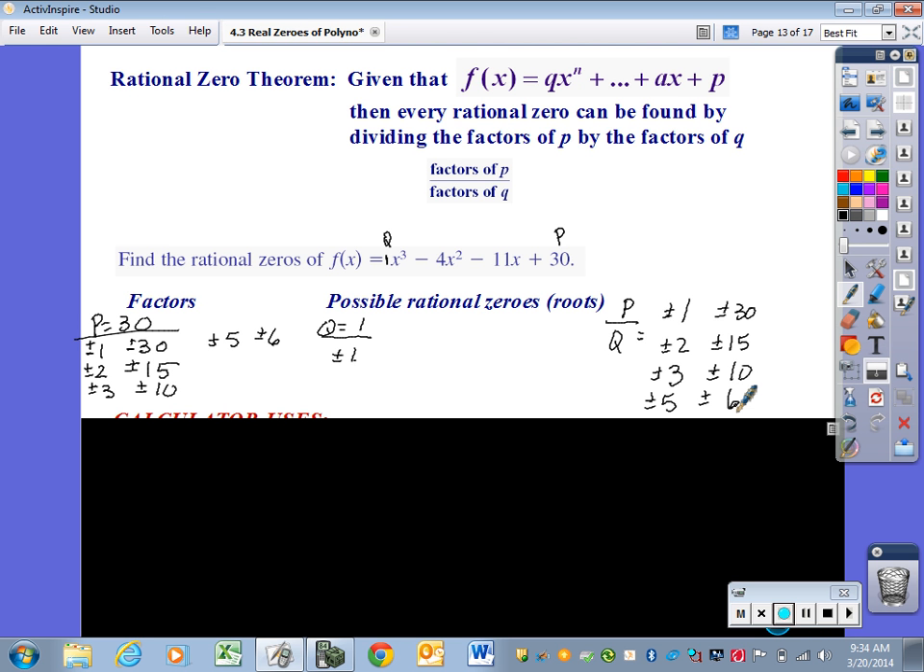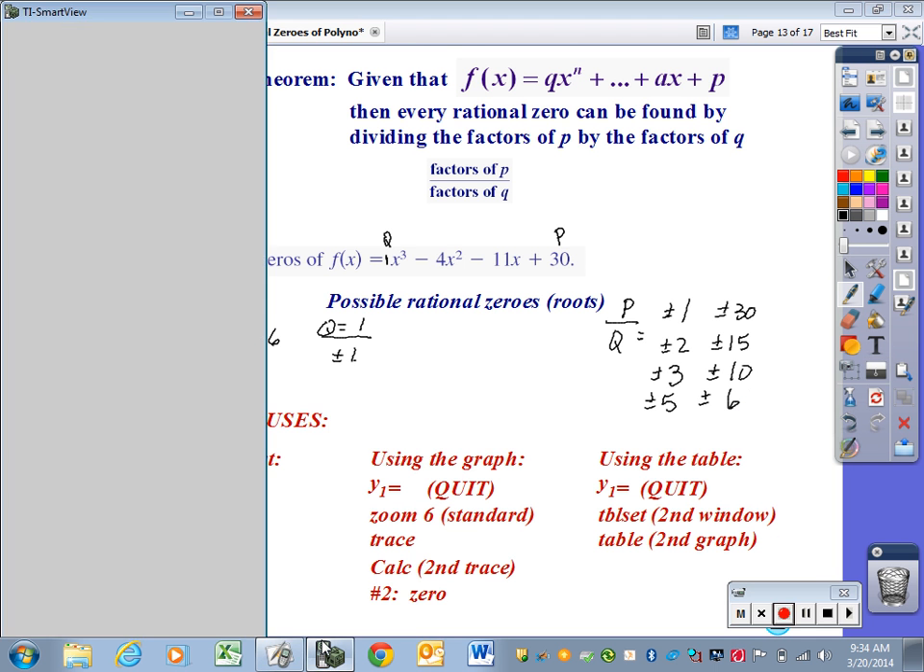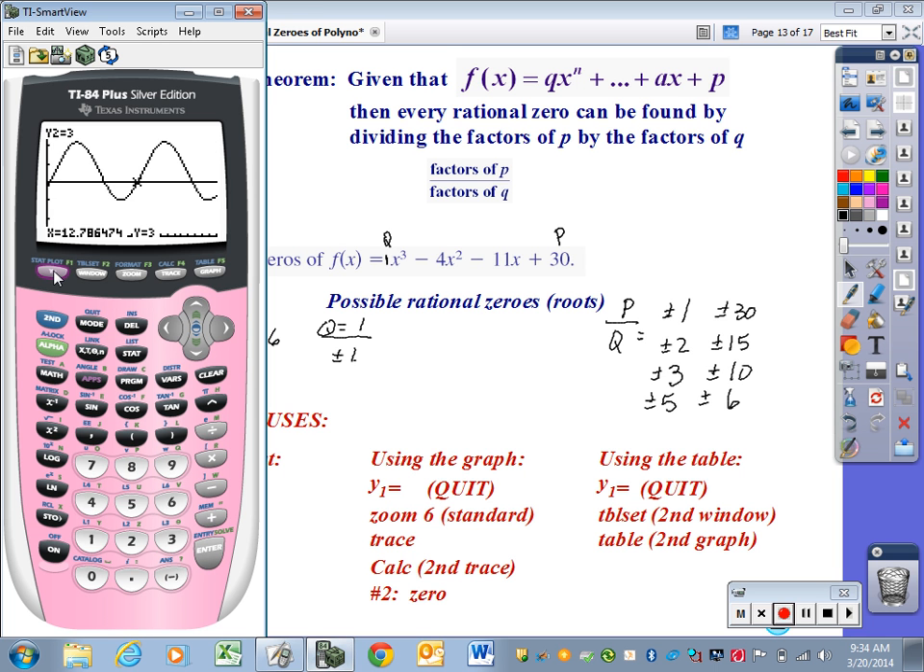Now there are a few ways that you can do it on your calculator. No matter what, press your y equals. Make sure your things in there are cleared out. Put your equation in your y equals. X cubed minus 4x squared minus 11x plus 30. And let's zoom 6 to look at the graph.